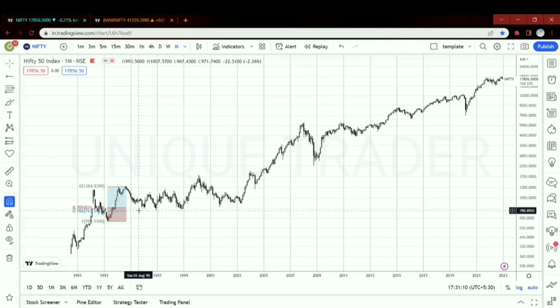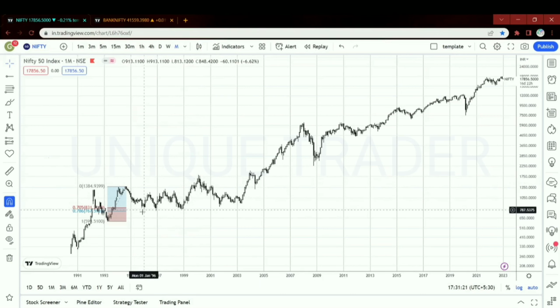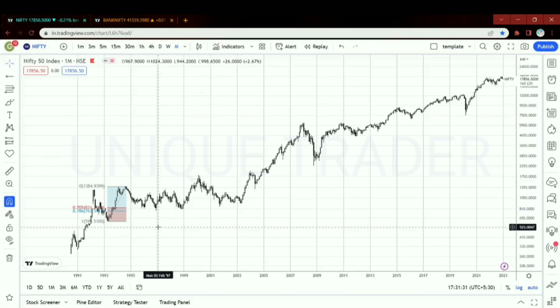Now this is what makes investing hard. You need to be able to hold positions for years without generating profits. It took 4 years to give you profits and ultimately hit your target. This is the period you need to hold your positions.